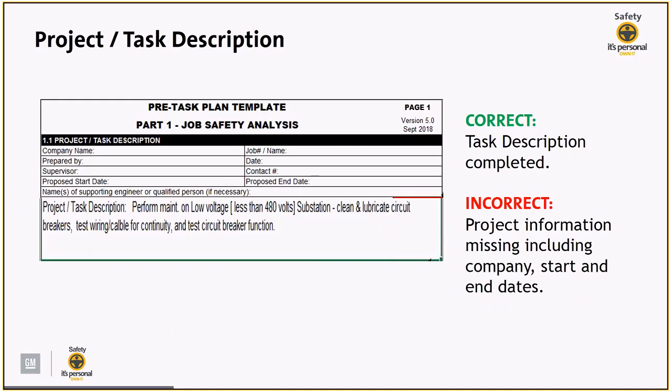However, they didn't fill out anything else. We don't have the company name on here. We don't have a job number or name. We don't have a contact. We don't have a start or end date, a supervisor, none of that. So if this is submitted to you as a contract manager, you should absolutely reject this information as well.